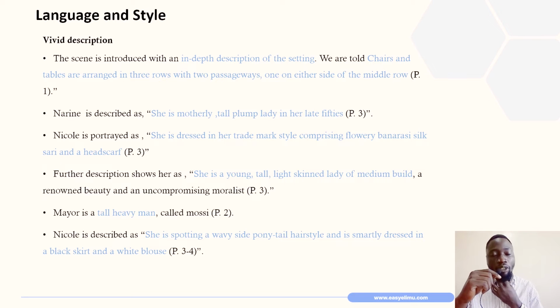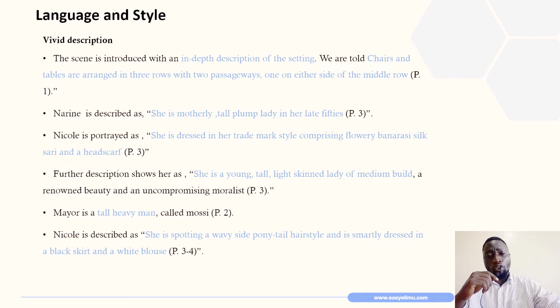So there is also vivid description still under imagery. The scene is introduced with an in-depth description of the setting. We are told that chairs and tables are arranged in 3 rows with 2 passageways, one on either side of the middle row. Nareen is also described as a motherly, tall, plump lady in her late 50s. That is using language that is visually descriptive, that enables readers to create some image in their mind about the object or person being described.